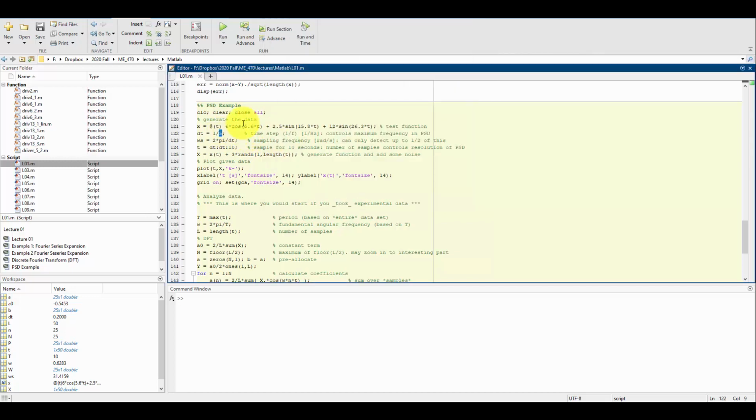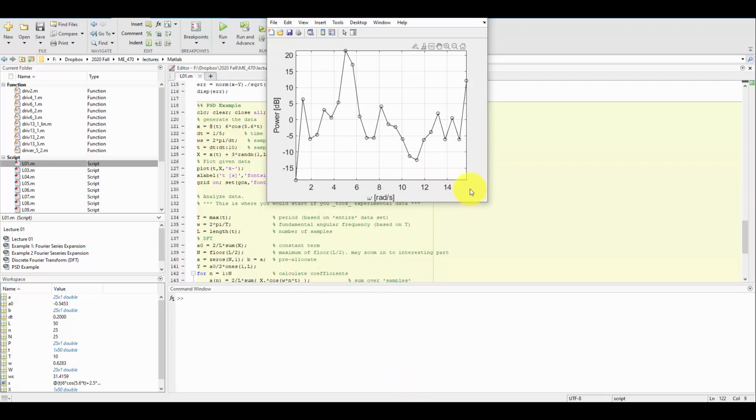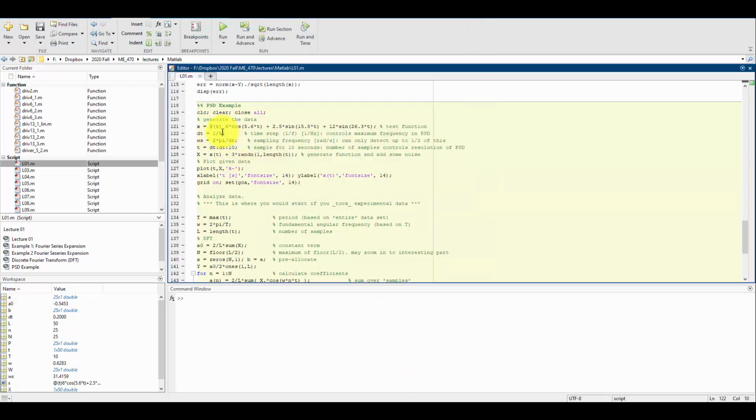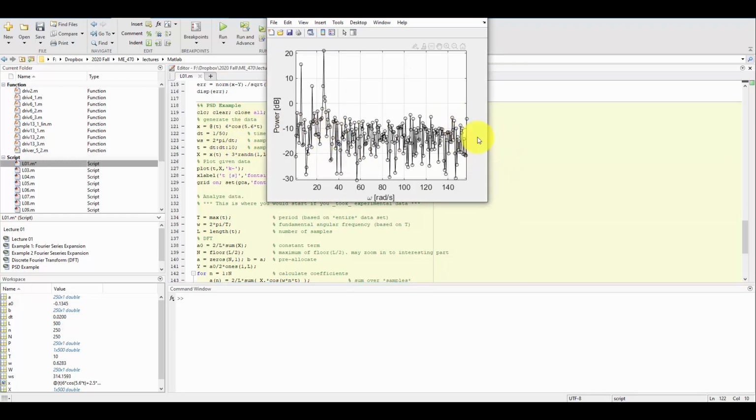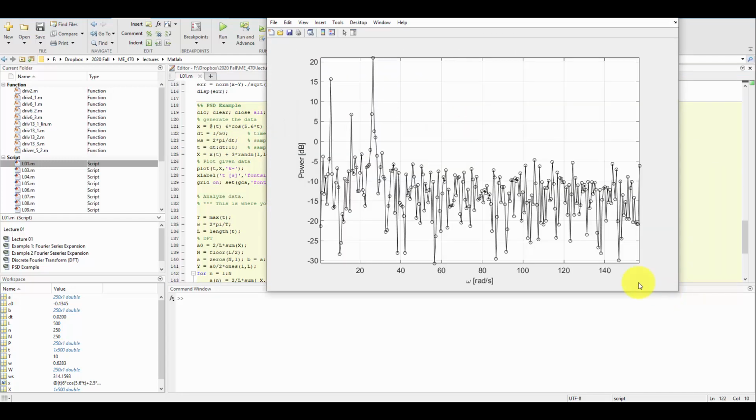So we saw that the slower we sampled, the more the range is being cut off of the maximum frequency that we can see. So let me go back to the original, that 50 hertz sampling. All right, so this is where we started. Right, those 3 distinct peaks are there.